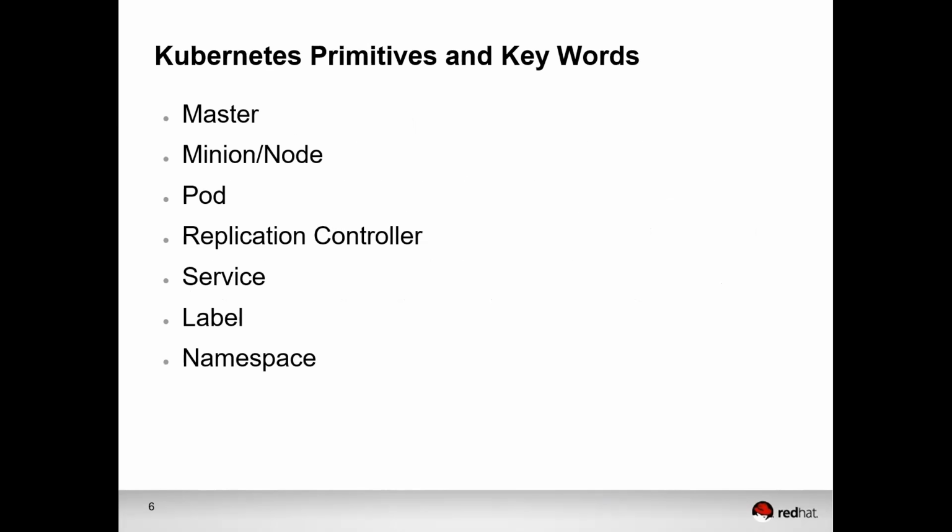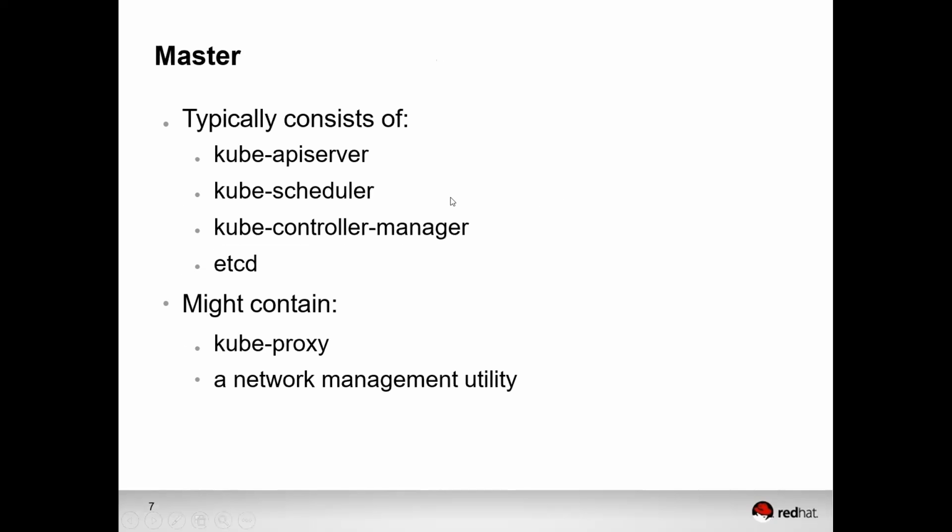Kubernetes primitives and keywords: master, minion or node, pod, replication controllers, service, labels, and namespace. There are a lot of things in Kubernetes, but these are the four, five, six we are going to understand. We will try to create the cluster as well so that I can show you what exactly the meaning of master is, what a minion or node is, what the pod is, and what the replication controller is. We'll talk about them one by one.